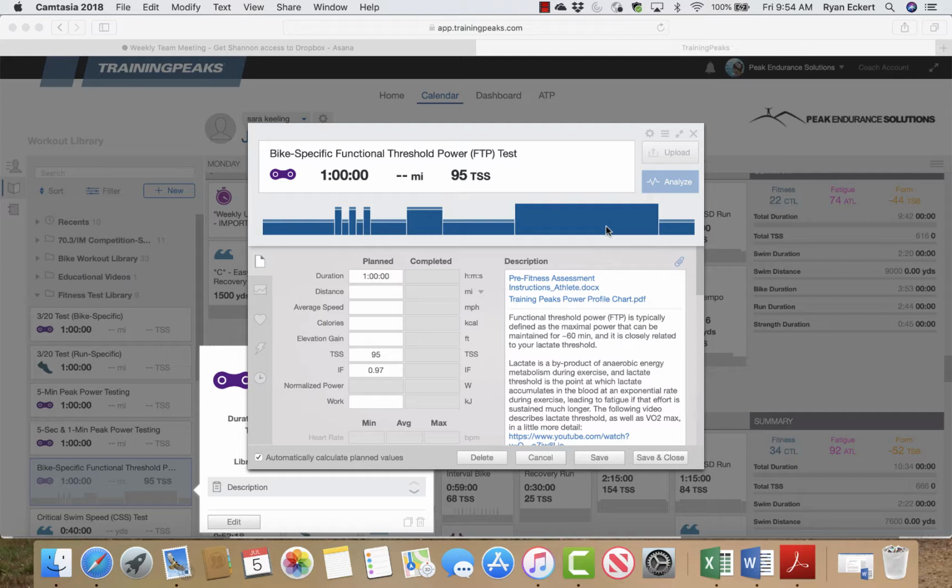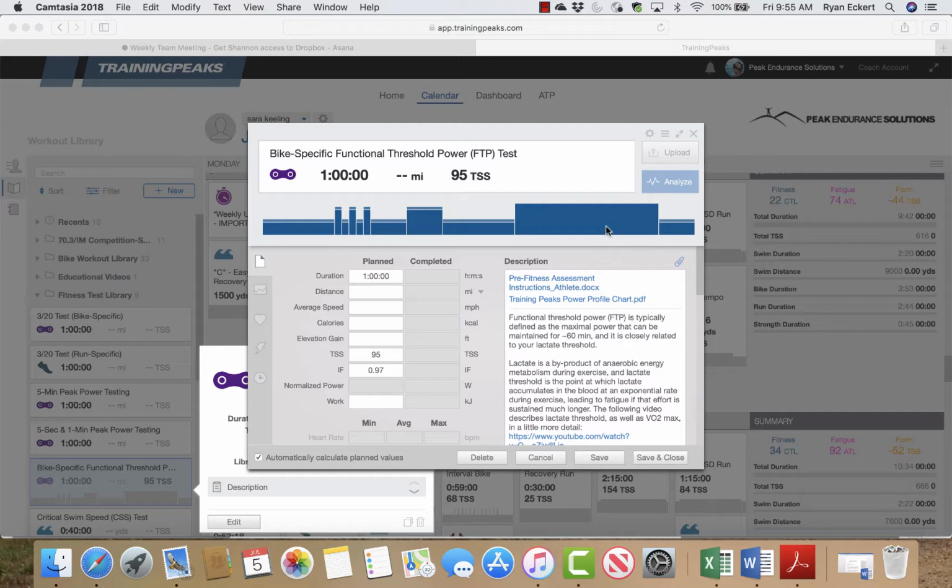Your functional threshold power is essentially a measurement of your 60-minute lactate threshold or your 60-minute anaerobic threshold. And so what does that mean? That means the maximal effort, pace, or power that you could sustain for 60 minutes. That's your lactate threshold or your anaerobic threshold.